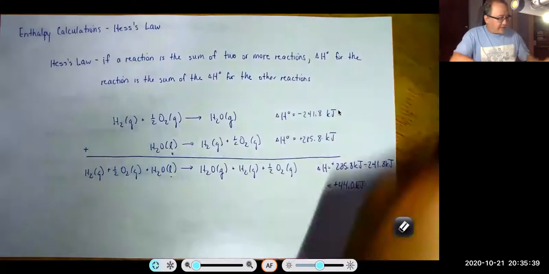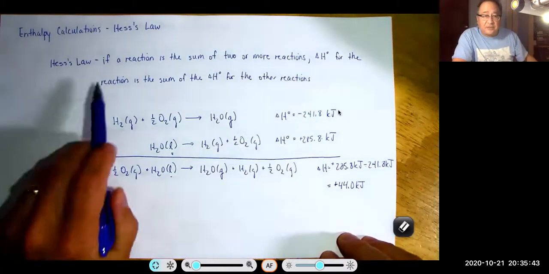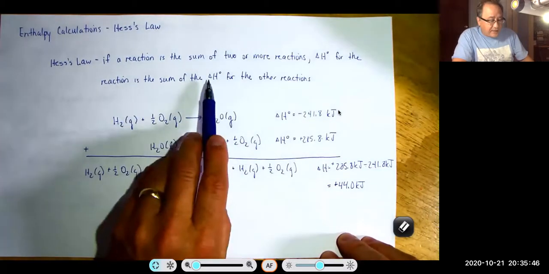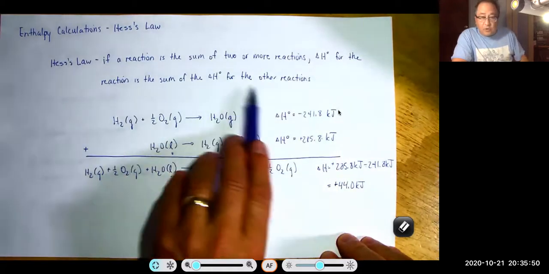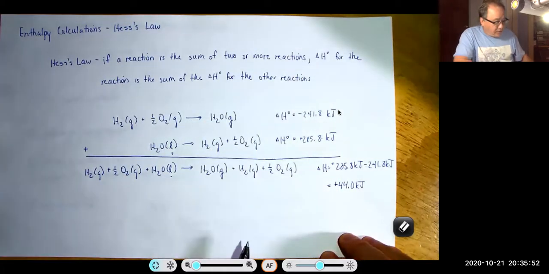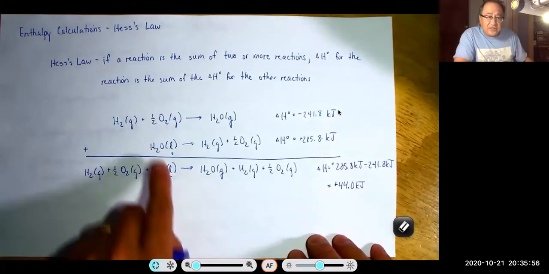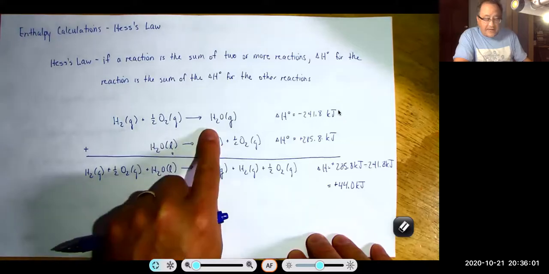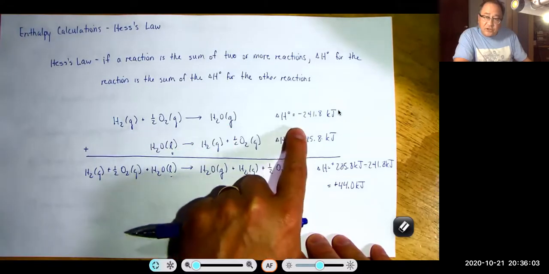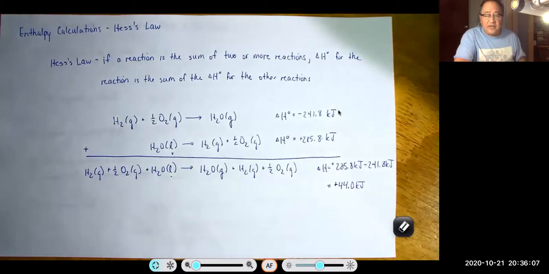So let's take a look at enthalpy calculations in Hess's law. Hess's law basically says if a reaction is the sum of two or more reactions, the delta H for that reaction is the sum of the delta H's for the two or more reactions. So here's a reaction that is the sum of two or more reactions. In this reaction, if you take H2 gas plus 1/2 O2 gas, you get H2O gas, and the change in enthalpy is minus 241.8 kilojoules. Remember, the negative means it's exothermic, and that heat is a product.